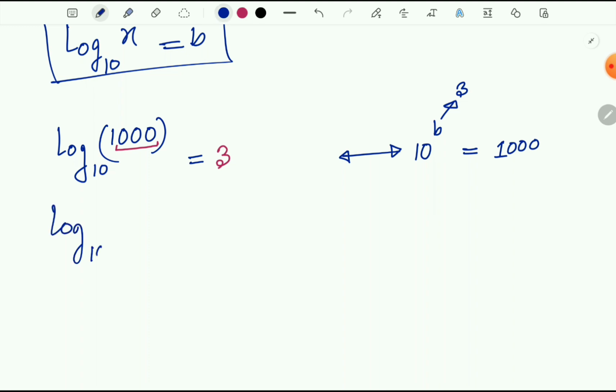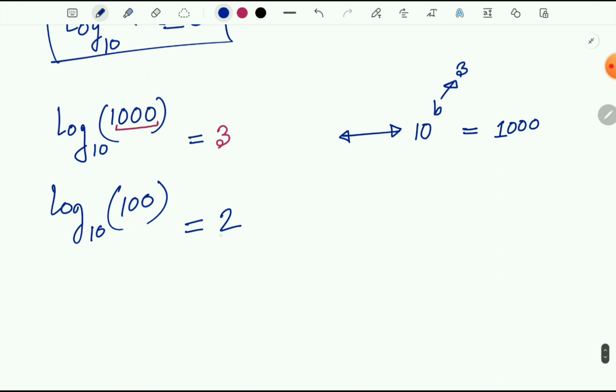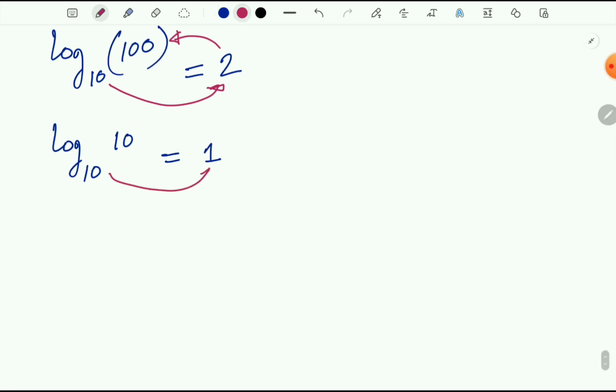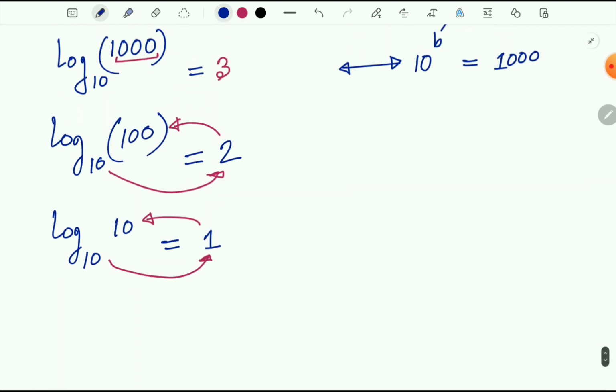If we write log 10 of 100, we can write the answer as 2, because 10 power 2 gives us 100. Now log 10 of 10. What would be the answer? 1, right? Yes, 10 power 1 gives us 10. Again, if we look here, the number of 0s is 2 after 1, and we can get the same answer. Here the number of 0s is 1 and the answer is 1.